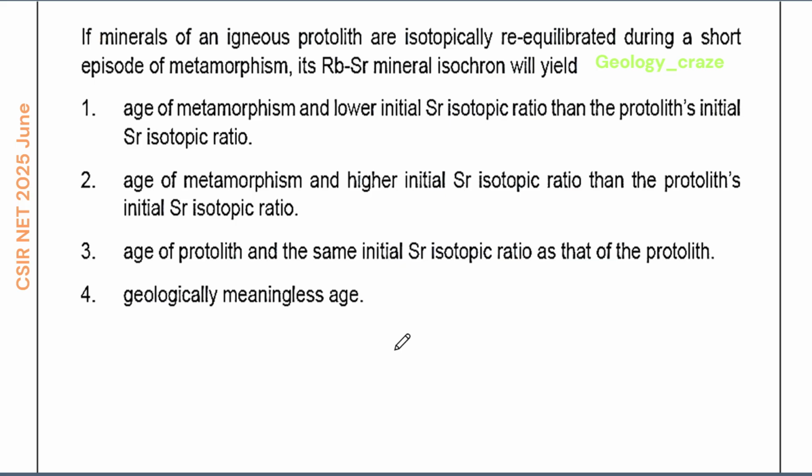Because in this case, rubidium strontium is acting as an incompatible element in the mantle, and in the crust it acts as a compatible element.